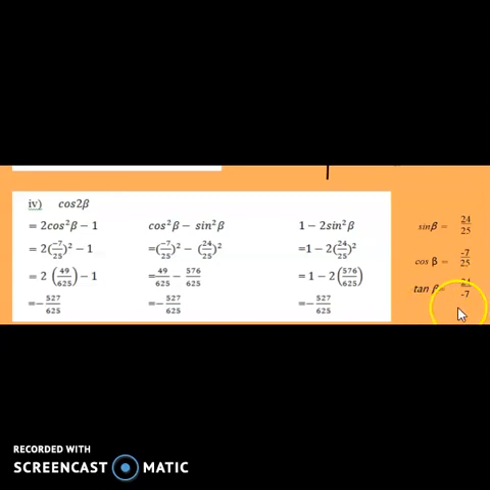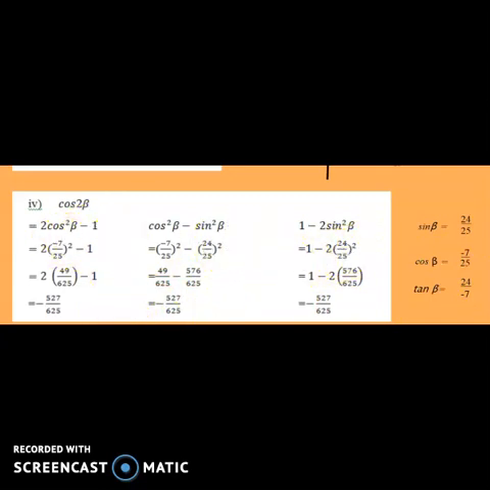So cos of 2 beta could have been written in 3 different ways. Cos of beta plus beta, I could write it as 2 cos square beta minus 1, or cos square beta minus sine square beta, or 1 minus 2 sine square beta. Now you need to know your double angle identities. If you do not know them, you're not going to use them. Or if you write them wrong, you're going to get your answers wrong. These identities are not always given, so you need to know them well enough to be able to answer questions.